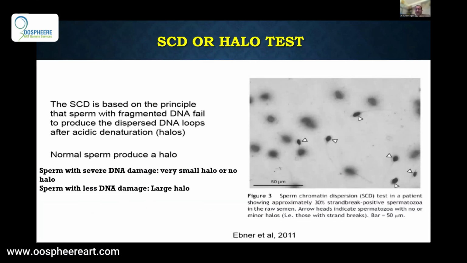The principle is very simple. During the processing of the sperm for DFI assessment, because of protein denaturation and the staining, you will see a halo around the sperm nucleus. If you see an intact halo, that indicates a normal sperm. But if there is an absence of halo around the sperm head, then that is a damaged sperm. So this is simply how you can test.